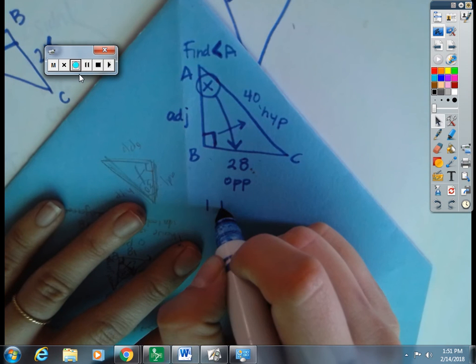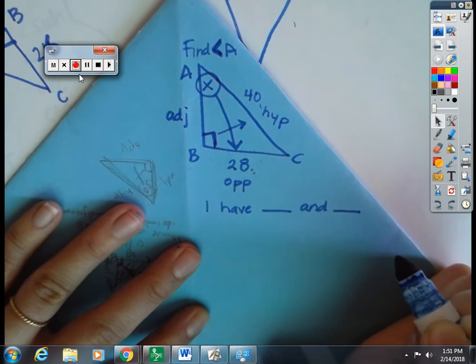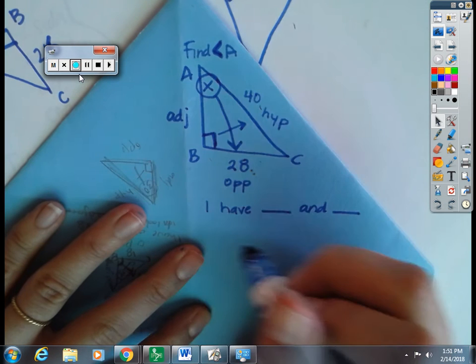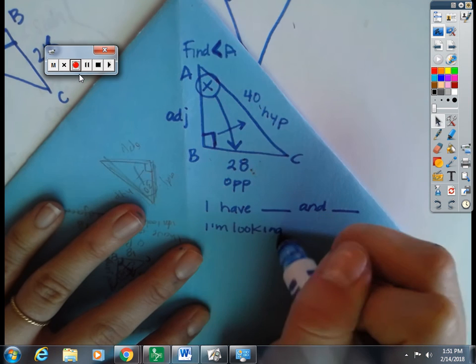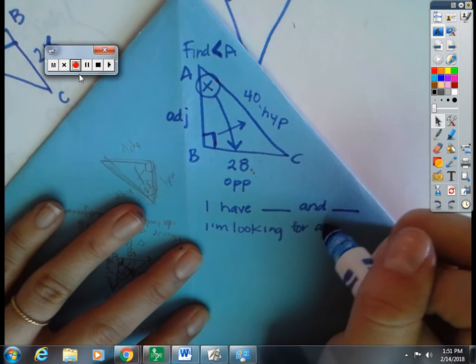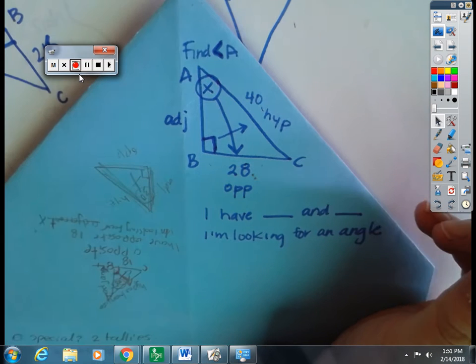And then I write "I have." Remember, you're going to have two things. And then you're going to write "I'm looking for an angle." You're looking for an angle this time. The two things you have, you're looking for two numbers.